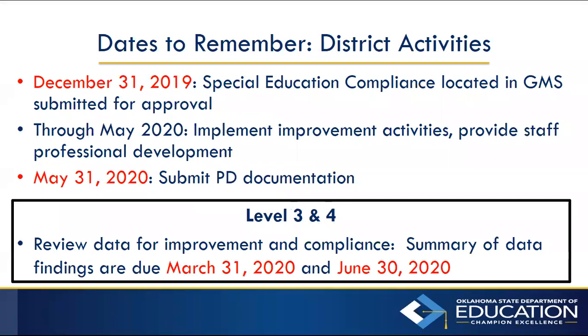Okay, here are some dates to remember. The dates that we want you to remember are, for levels 2, 3, and 4, your plan in GMS, in Grants Management System, needs to be submitted on or before December 31st. Now, we'll have our data retreat in January, so if we need to tweak that, this plan is available for you to tweak because we want this to be a living, breathing document for you to edit as needed as you move through this process.